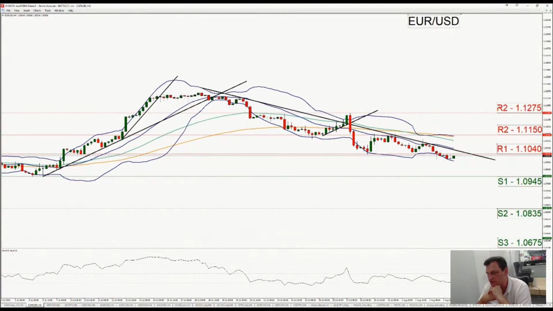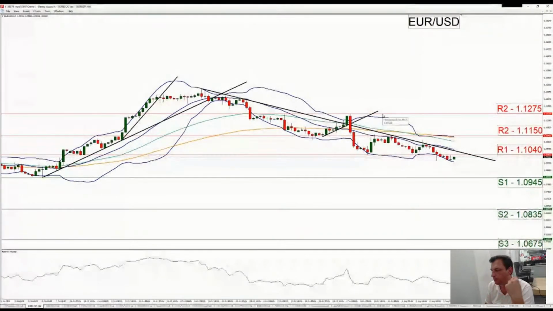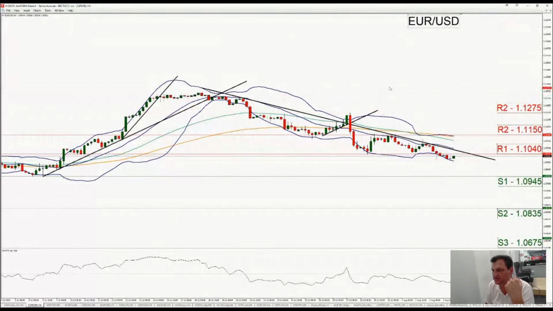Would be expecting, though, that the pair is going to remain USD driven, and at this point I would like to make a small readjustment here, and I'm highlighting practically the increased volatility by raising the two resistance lines to these levels.